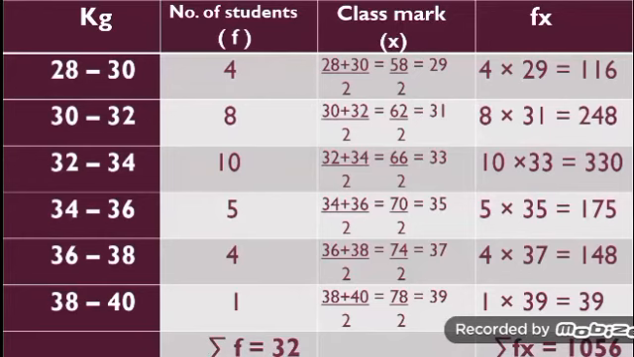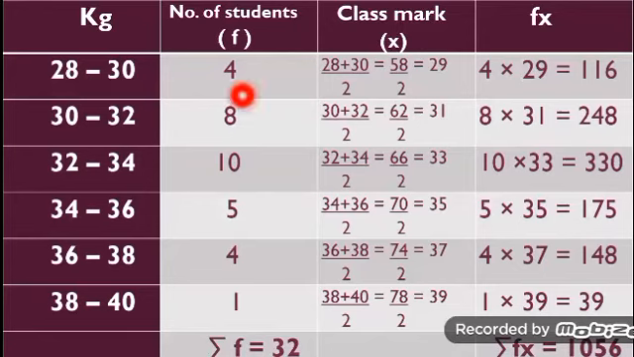Similarly, we will find out the class marks for all the class intervals. We will add up the lower class limit and upper class limit, and then we will divide their sum by 2. You can see that 30 plus 32 divided by 2, by solving we get 31. Here 33 is the class mark of this class interval, 35 is the class mark of this class interval, 37 is the class mark of this class interval, and 39 is the class mark of the 38 to 40 class interval. So these are the class marks.